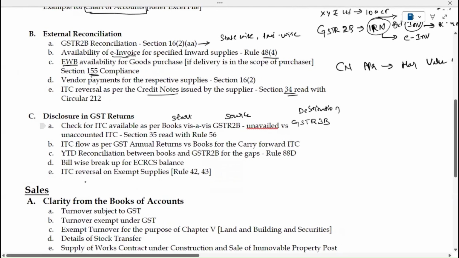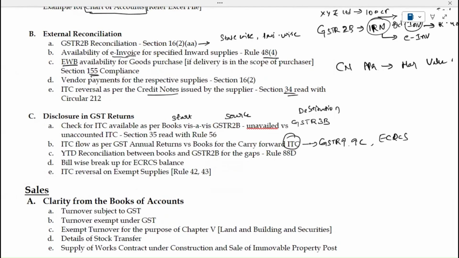ITC flow as per GST annual returns versus books to carry forward input tax credit. Now, this is from your annual returns point of view. GSTR 9, 9C. What is the input tax credit I am going to carry forward? You have the electronic credit ledger, a reclaimable statement. So this is information 1, this is information 2, this is information 3.